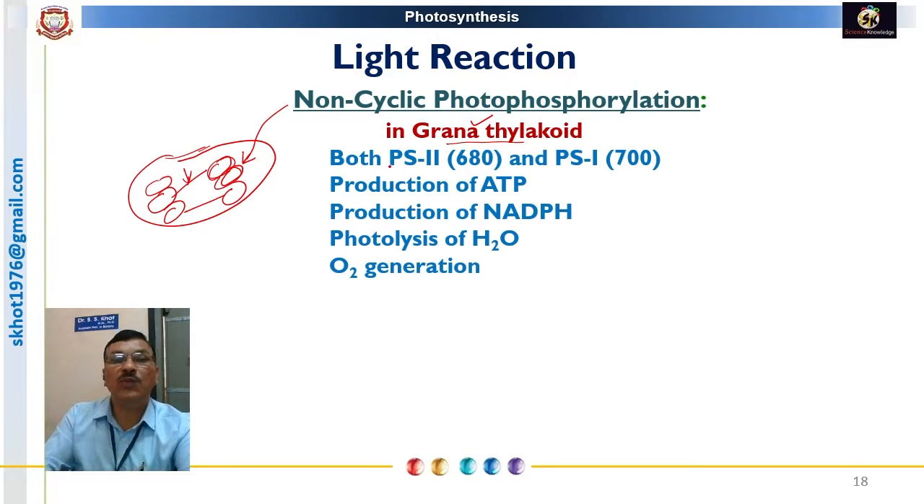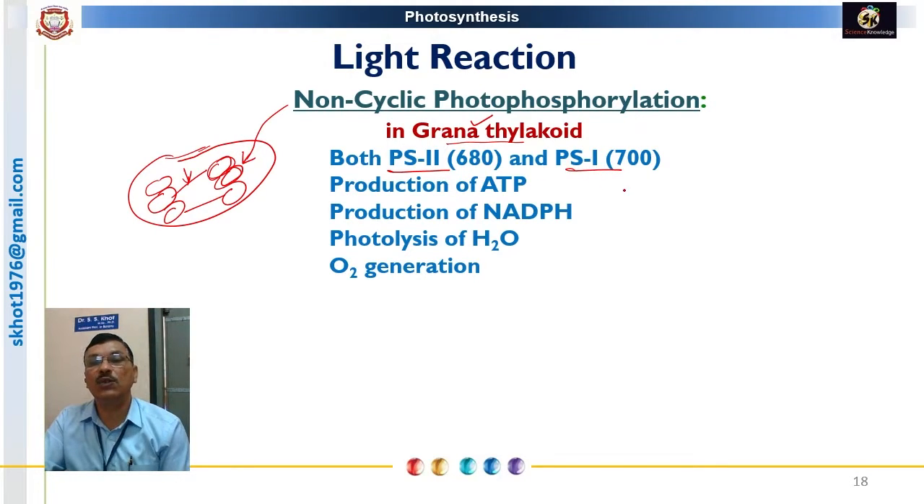On this grana thylakoid, we have both photosystems which are closely associated with each other, photosystem 2 and photosystem 1. Both have the reaction center chlorophyll A.